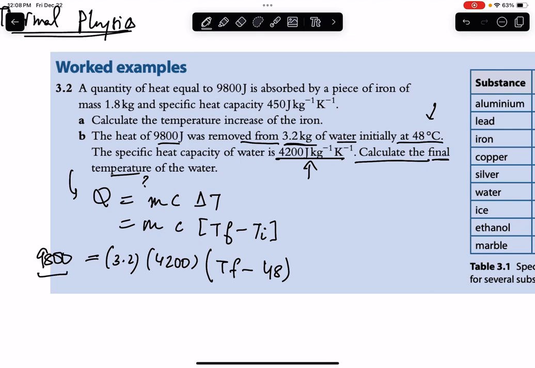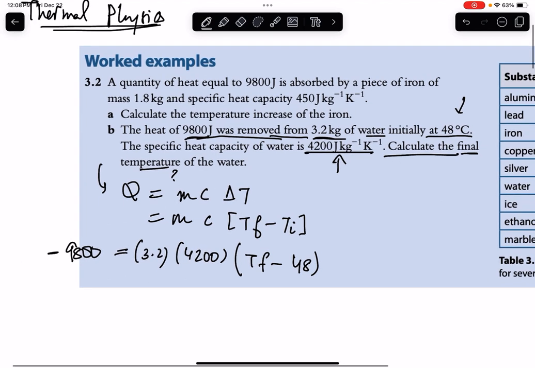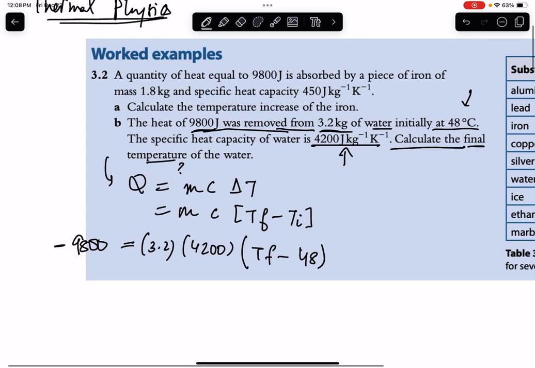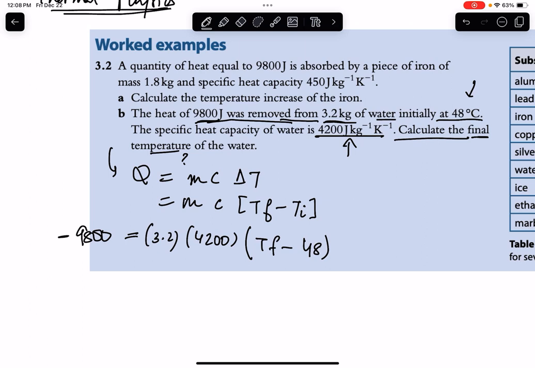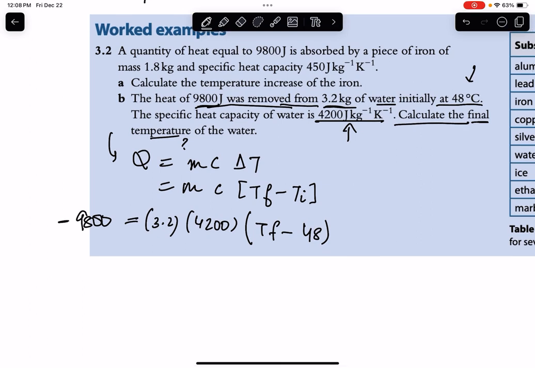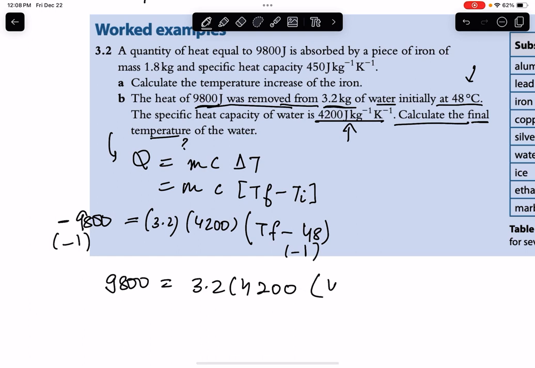The main thing to note over here is that the heat is being removed. So if 9800 joules is being removed, this should be negative 9800. This shows that energy is being removed from the system, so that's why you should put negative 9800. Now we can solve for this. We can multiply both sides by negative 1 to get rid of the negative sign. So this just states that 9800 is 3.2 times 4200 times 48 minus TF.